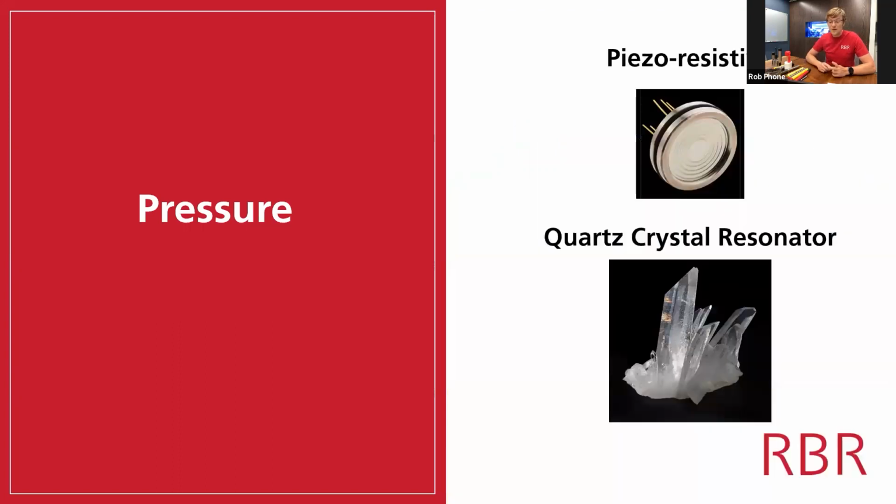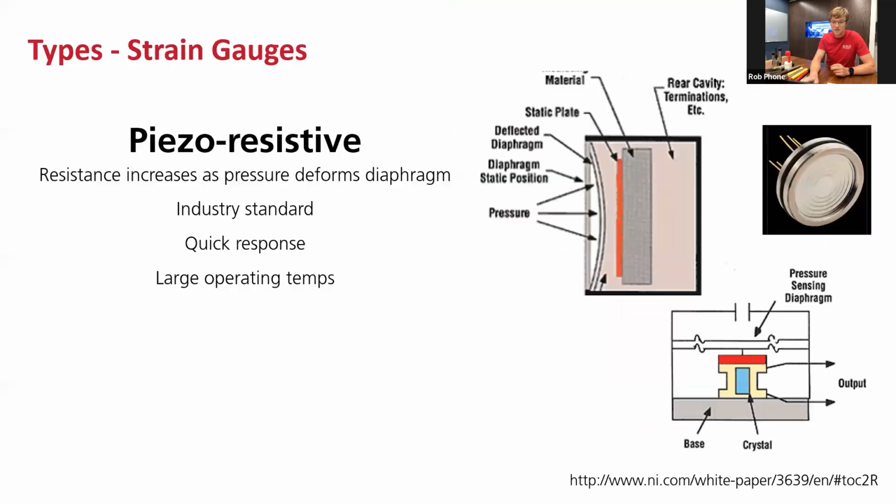There are two primary technologies for measuring pressure. The most common is a piezoresistive, and the other is a quartz crystal resonator, which has a very high sensitivity and is great for certain applications. So a piezoresistive sensor measures the resistance across the sensor. And this resistance increases as the pressure on the internal crystal increases. And these sensors are kind of the industry standard.